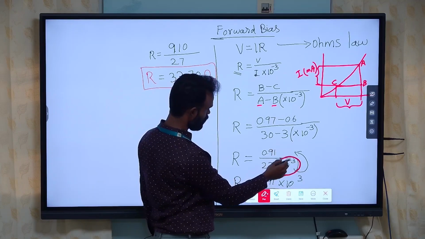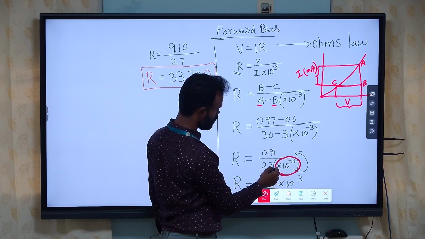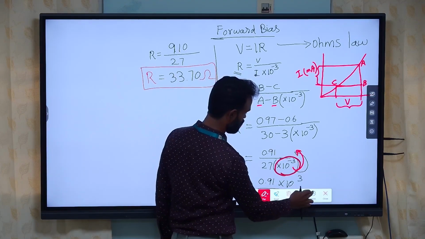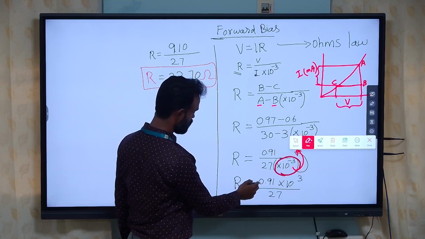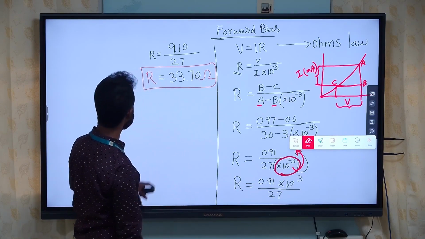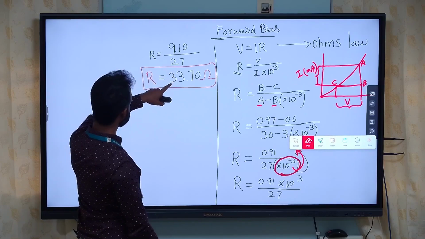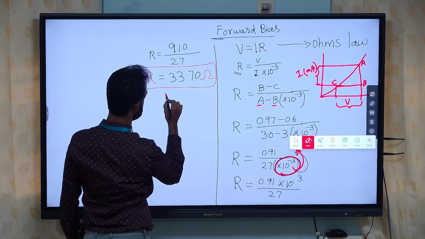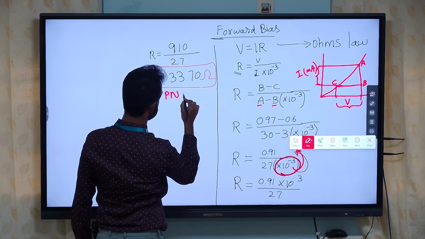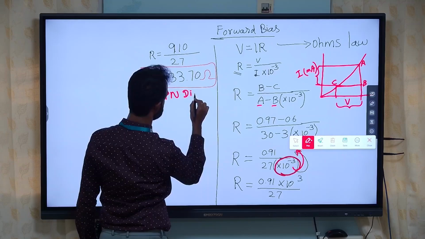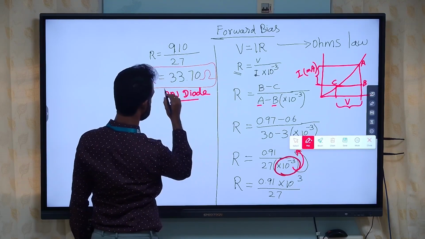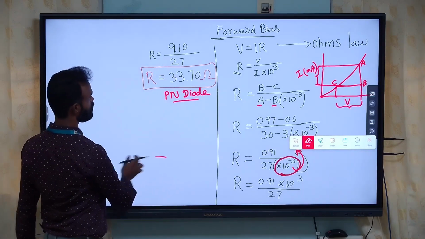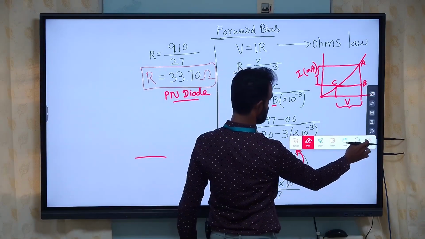For calculation purpose, if we move this 10 to the power minus 3 to the top, we will get 10 to the power plus 3. After multiplying, we will get around the resistance value for forward bias of the PN junction diode, around 33.70 ohms. This is for forward bias.